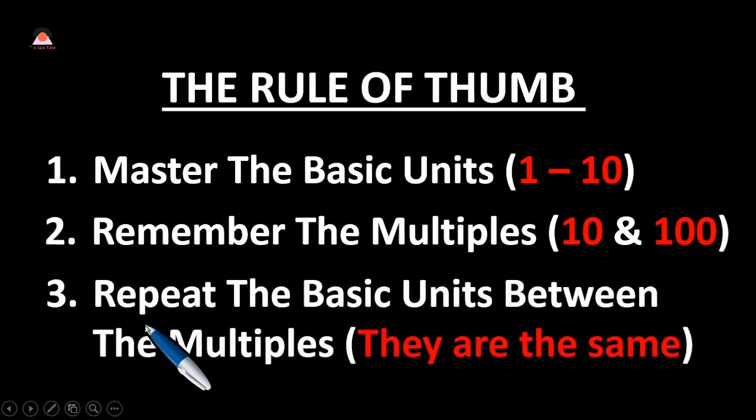Rule number 3 is repeat the basic units between the multiples. Let's say multiples of 10. You are going to count 10 to 20, which is a multiple of 10. To count from 10 to 20, you have to count these numbers 1 to 10 again, just an addition. That's as simple as that. And as you do that, you just find yourself in 1,000.